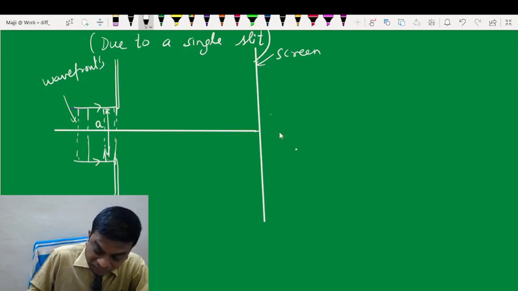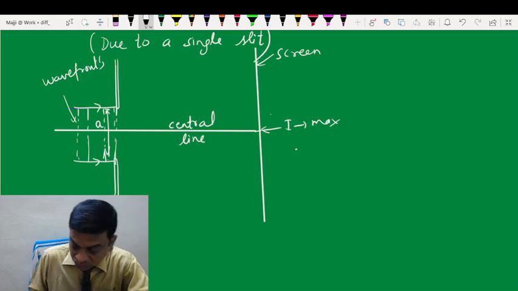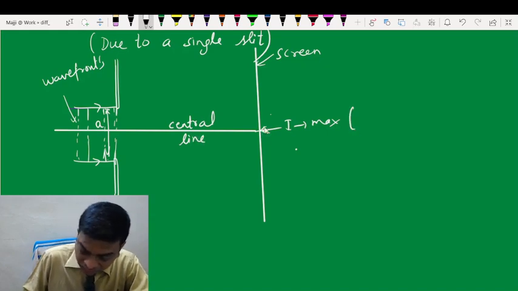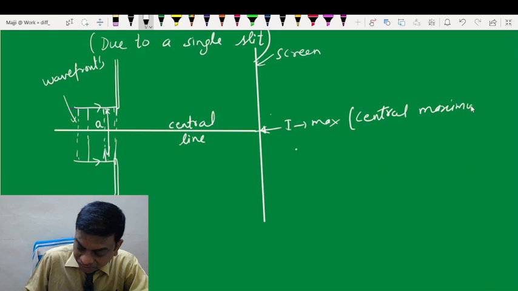Okay. In fact, you'll observe that the intensity here is maximum at the midpoint of the screen. You can call this the central line, and this position will be known as the central maximum. The position on the screen where maximum intensity is obtained can be called the central maximum, or you can also call it the principal maximum.